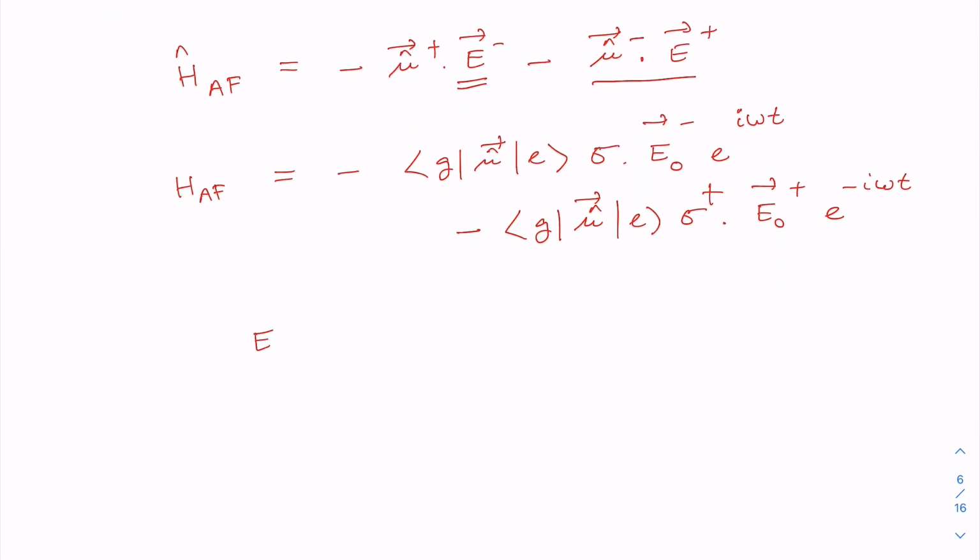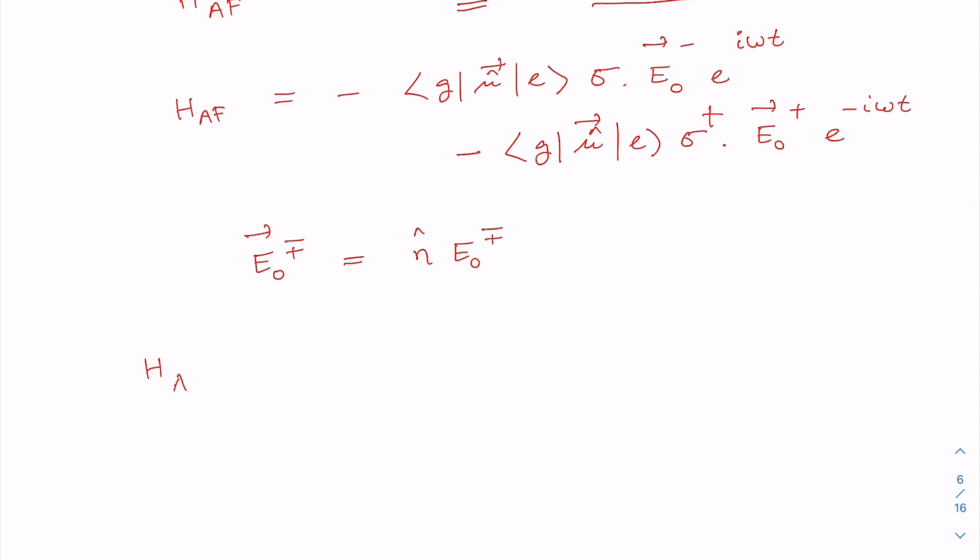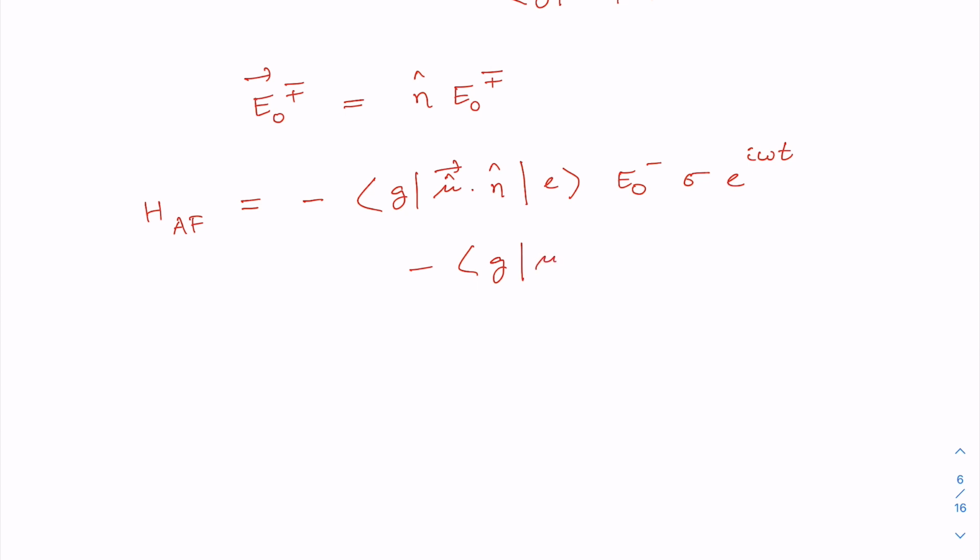Now this electric field amplitude vector minus plus, let me write it explicitly, writing the polarization state direction as eta cap, then the magnitude of the amplitude is E0, it is minus plus, and using this I can write the atom field interaction term Hamiltonian as Z mu dot eta cap E0 minus sigma e to the power I omega t minus Z mu dot eta E0 plus sigma dagger e to the power minus I omega t.